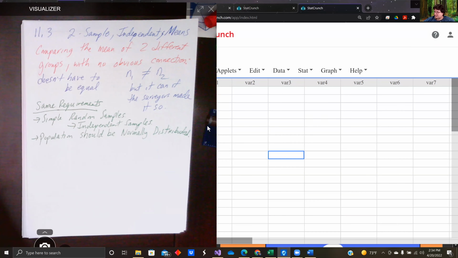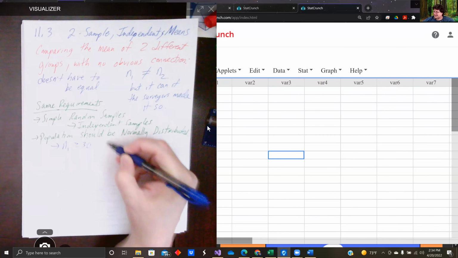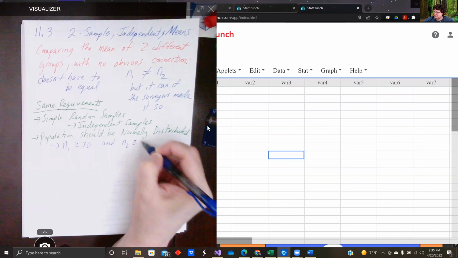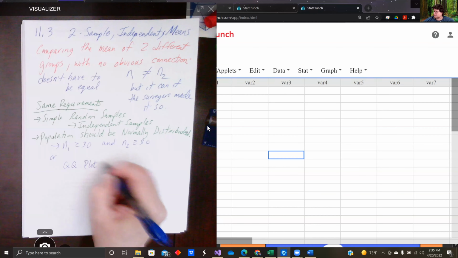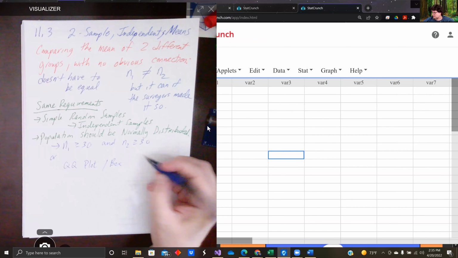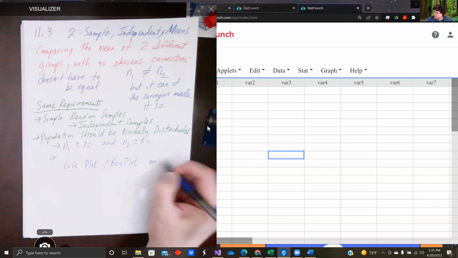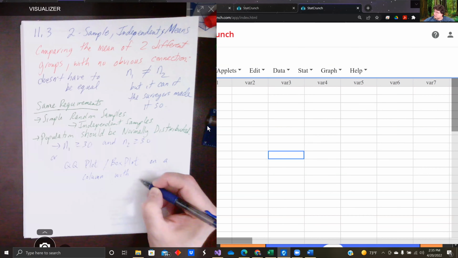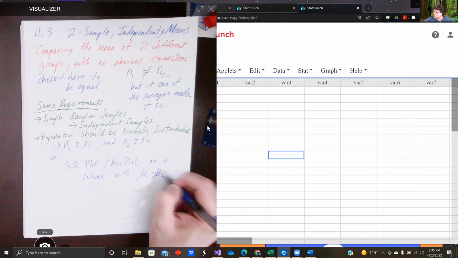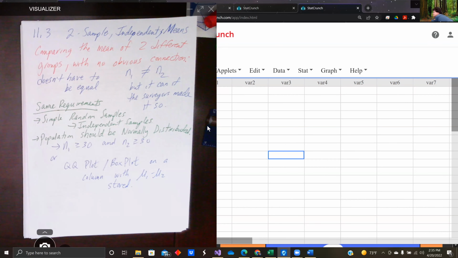And so we either have N1 greater than or equal to 30 and N2 greater than or equal to 30, or we can do the QQ plot, box plot for both groups. And often what we want to do it on is that difference, on a column with mu1 minus mu2 stored. StatCrunch allows us to do that pretty easy.